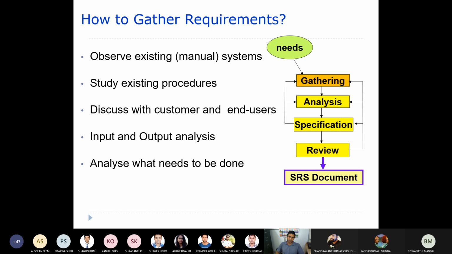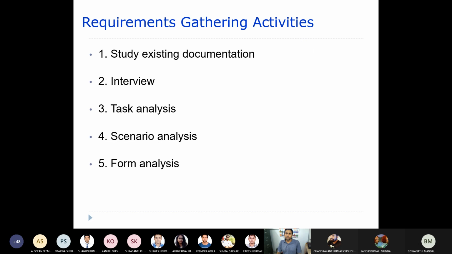So where you discuss with the end users, there is a phase where you try to analyze what would be the input data and what will be the output data coming from the system. Ultimately you finally analyze what needs to be done, what should be provided from the system. We'll talk with a specific case study, so then you will be able to understand that also. As part of this requirement gathering, you also study existing documentation.